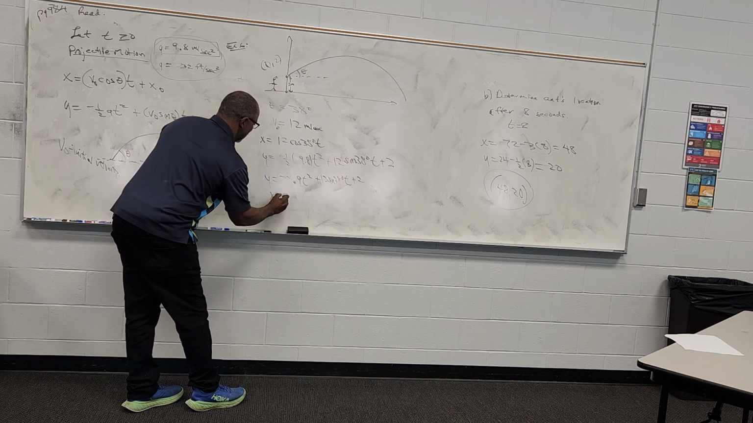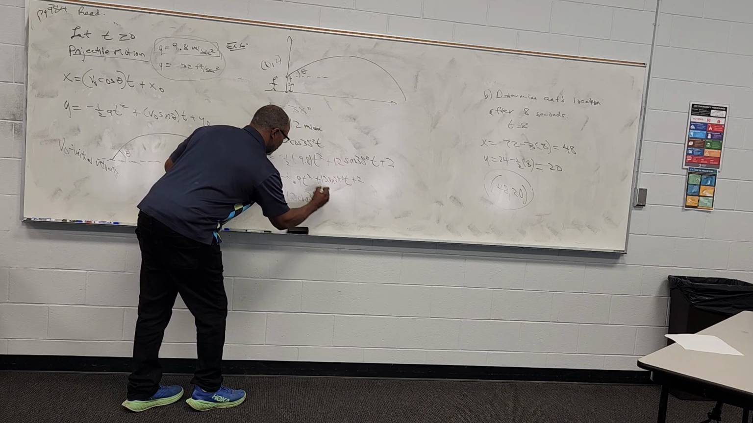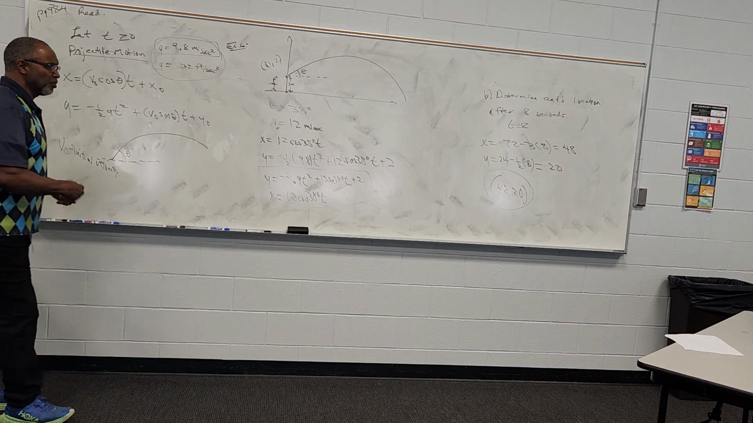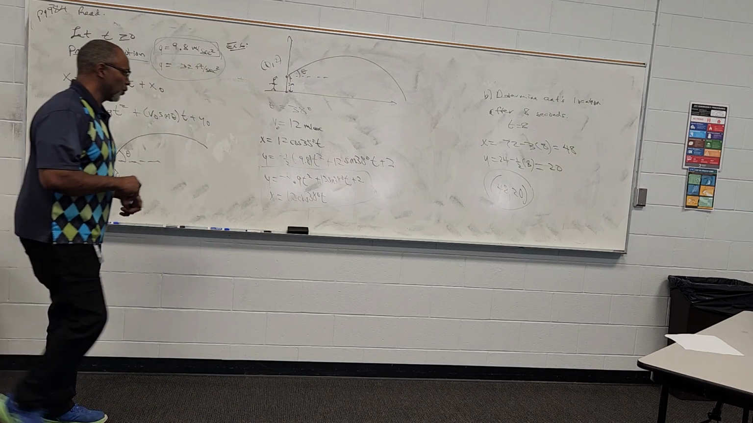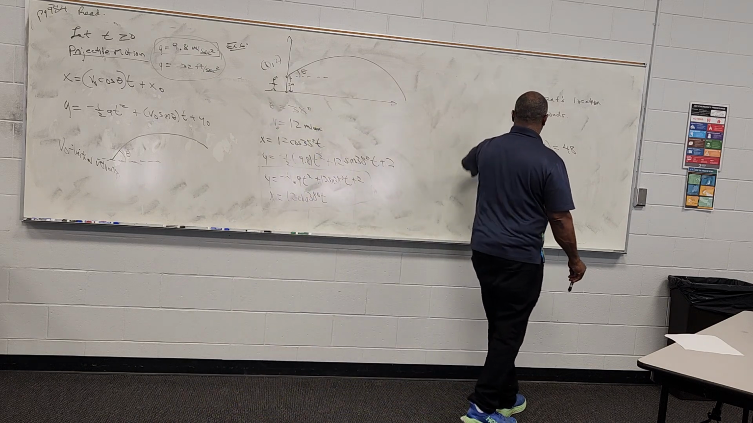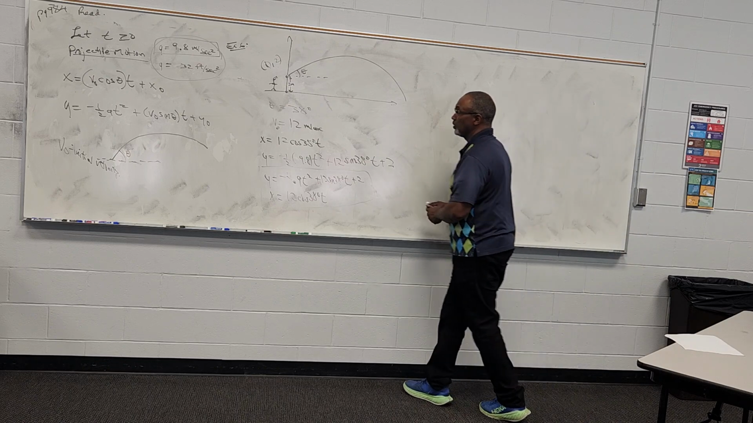And again, I'm going to rewrite X. X is 12 cosine 38 degrees T. Those would be my parametric equations. And you could go ahead and get a decimal value for the sine of 38 times 12 or the cosine of 38 times 12. Those are my parametric equations. Okay? So that was A.